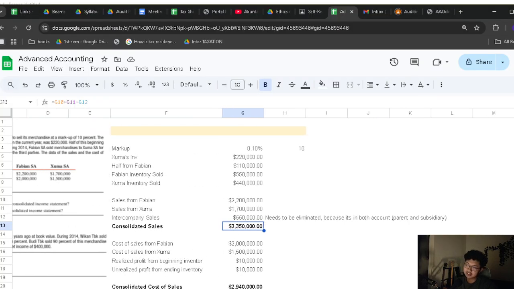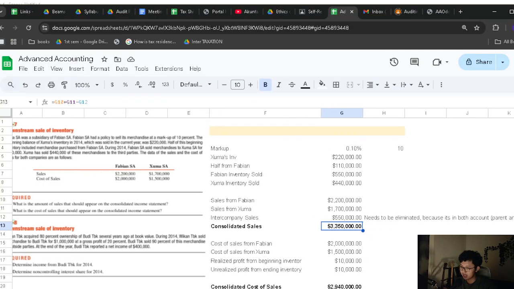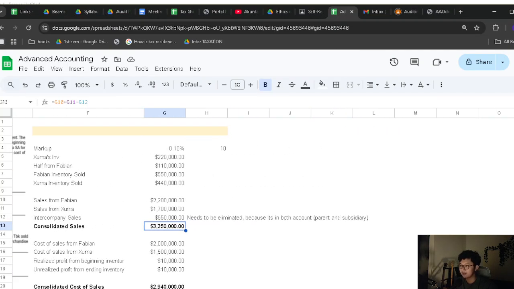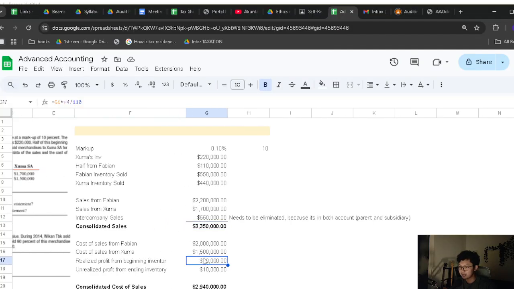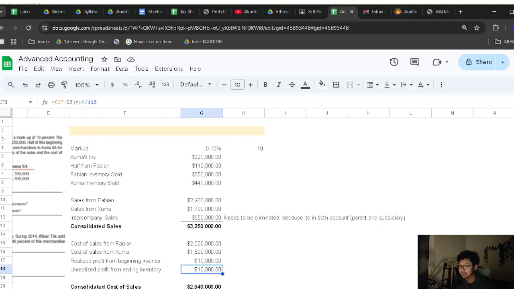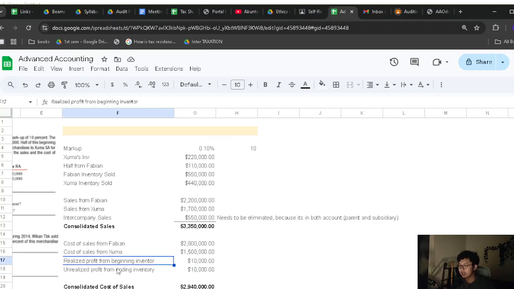Now the idea is the same for calculating consolidated cost of sales, but there's a little bit of a difference in which the adjustments are not just the 550. There's also the realized and unrealized. The realized we can just ignore because it's already realized, but the unrealized you should actually deduct. So the idea of unrealized here is, let's talk about it from the beginning inventory. In the beginning Exuma has 220, but half of it is from Fabian. So the difference between 220 and 110 is 110.